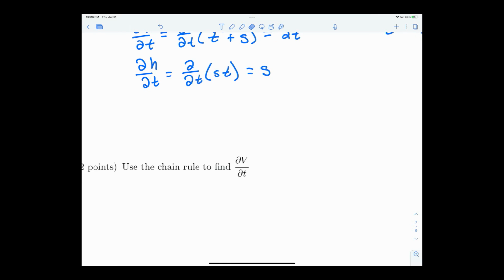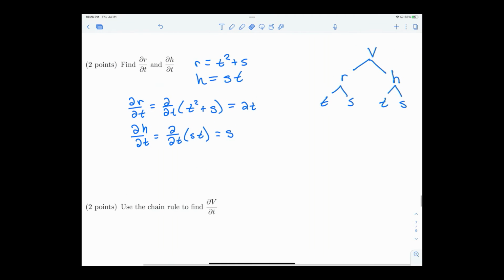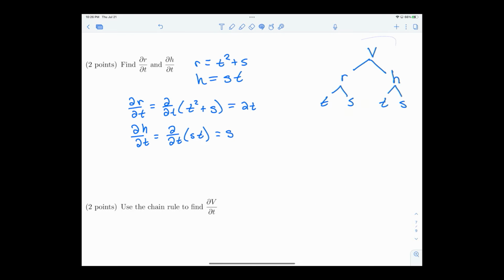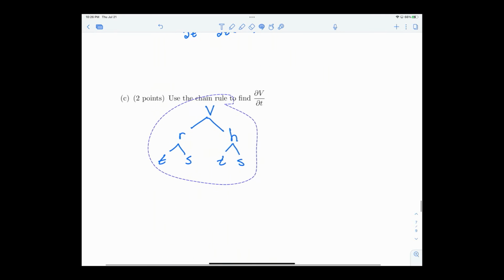Now it says use the chain rule to find dV/dT, or partial of V with respect to T. So let me take this, move it down here. We'll try to get that again. Try that again. Move it. Why you are doing this to me? Okay.